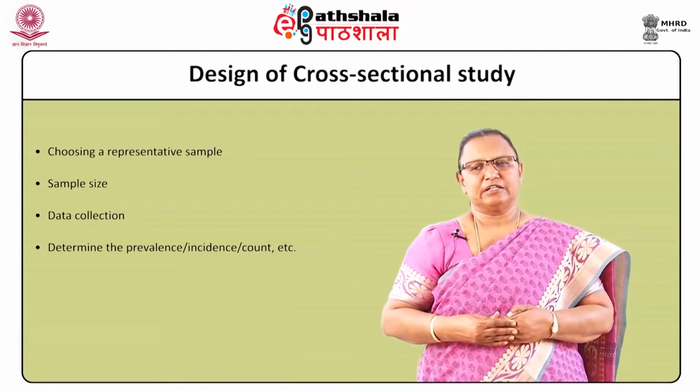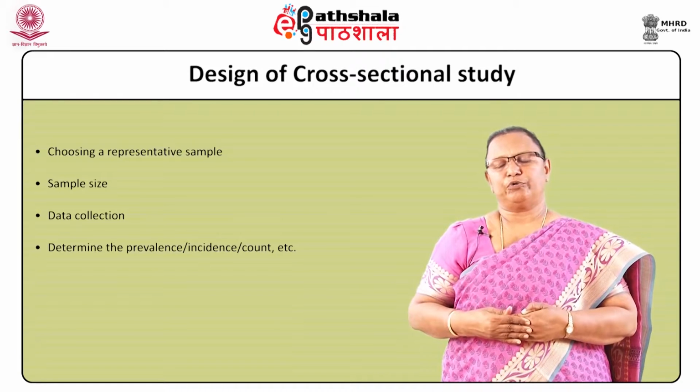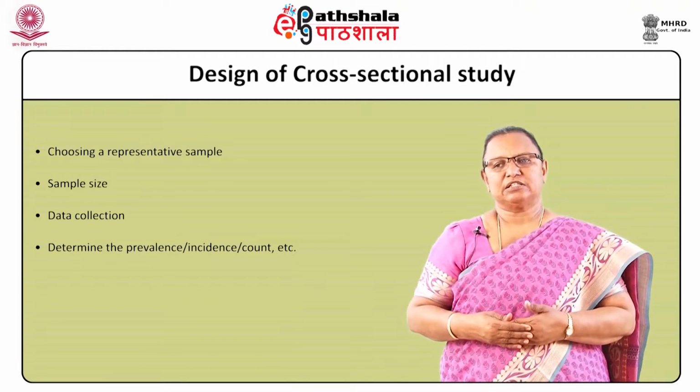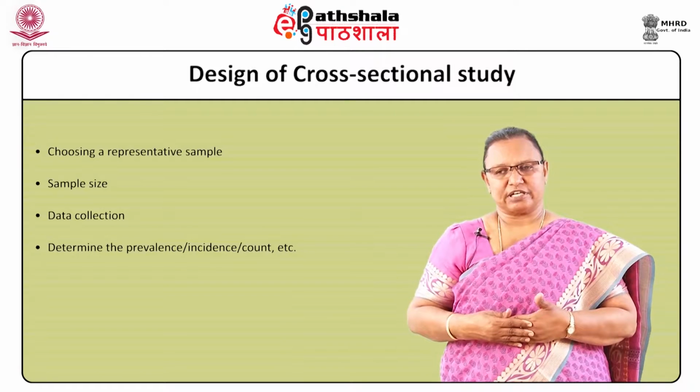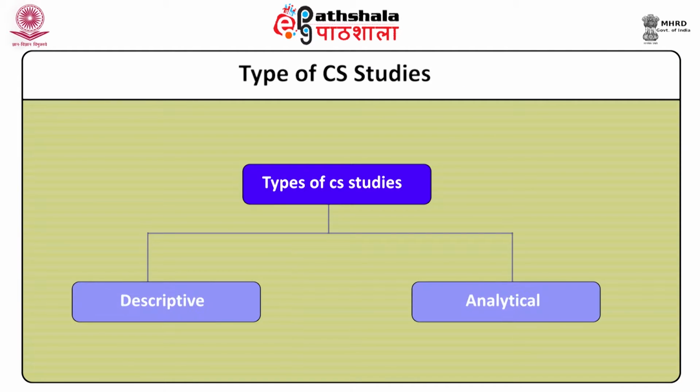The fourth thing that you should look into is how you're going to express the results of your study. You must finally determine the prevalence, the incidence, or the count of a particular disease or factor in your population. There are two types of cross-sectional studies. One, the descriptive cross-sectional study, and two, the analytical cross-sectional study.